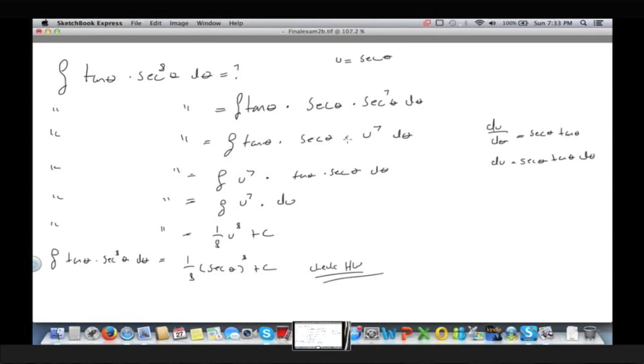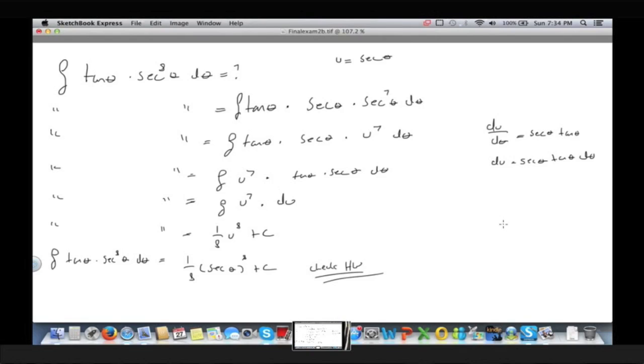On the other hand, what's the derivative of secant theta? Derivative of secant theta is secant theta tangent theta. Now, is that in the integral? Well, at first it looks like it isn't. At first it looks like there is no secant tangent, but you used a clever trick. You rewrote secant to the eighth as secant times secant to the seventh. And the reason why that's helpful is now there is a secant tangent in the integral.